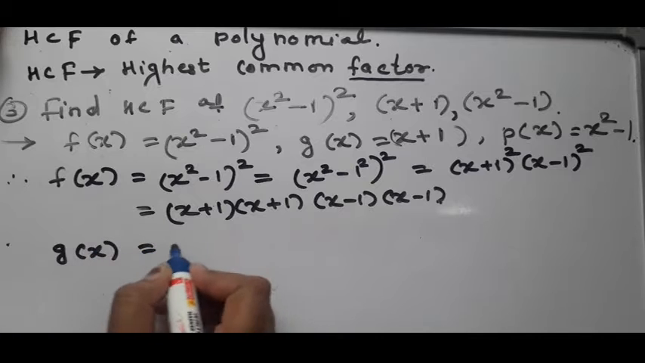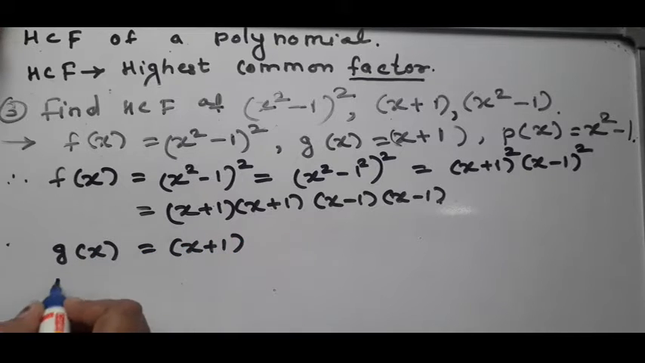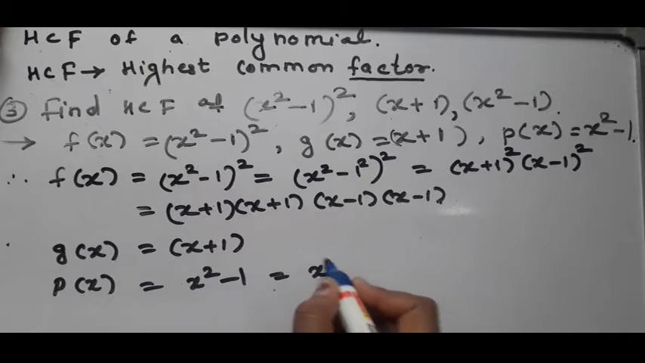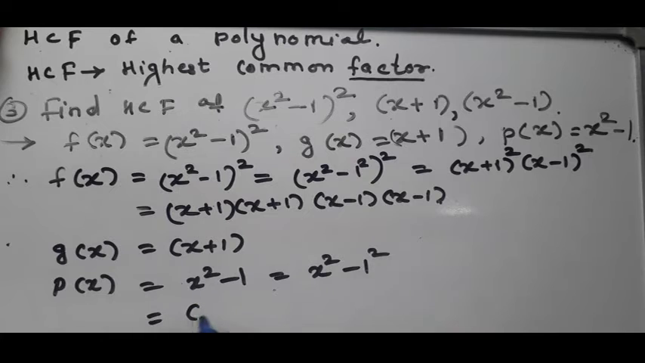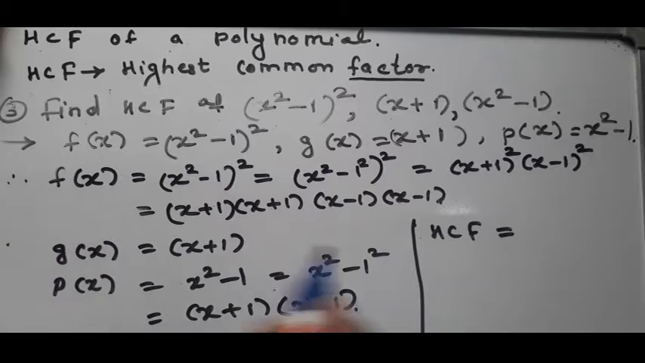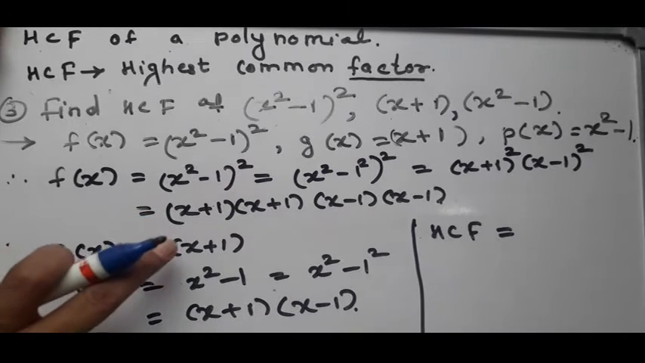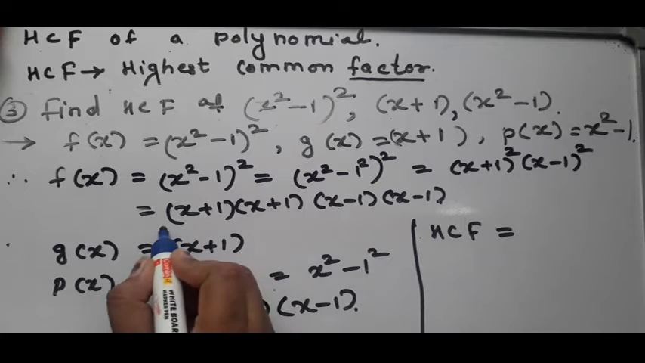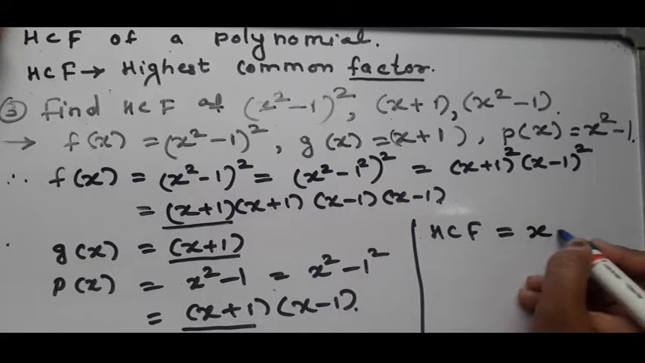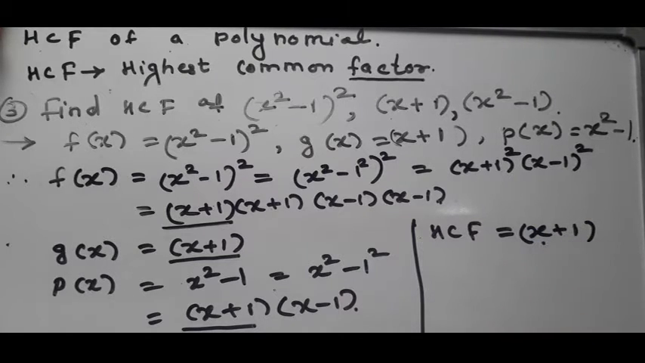G of x is equal to x plus 1 and p of x equal to x square minus 1, means x plus 1 in one bracket, x minus 1 in another bracket. Here we want to find HCF of 3 terms, therefore we will write the term which is common in first, second and third term. It is easily observable that x plus 1 is common in all these 3 terms, therefore HCF of the problem is x plus 1. So this is one simple example.